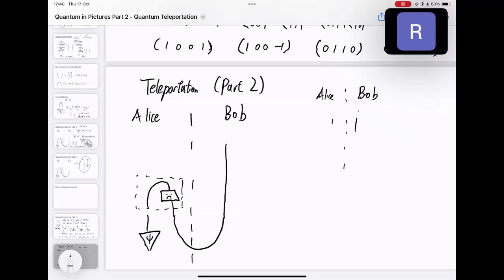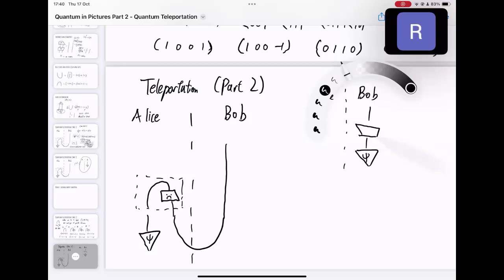Oh, sorry. Hope I rotated it correctly. Oops, I have not.